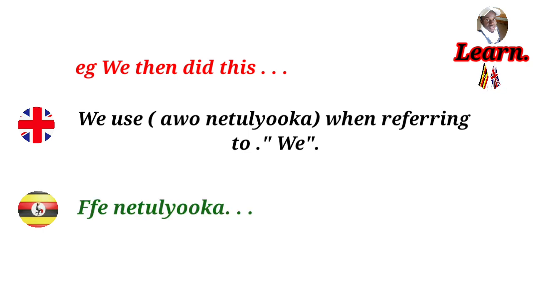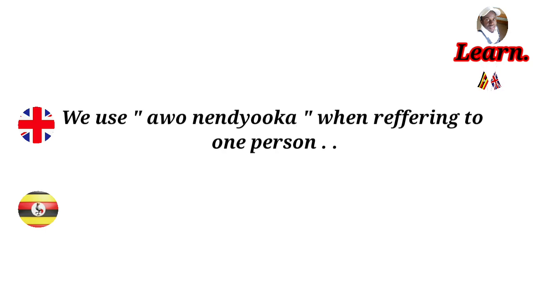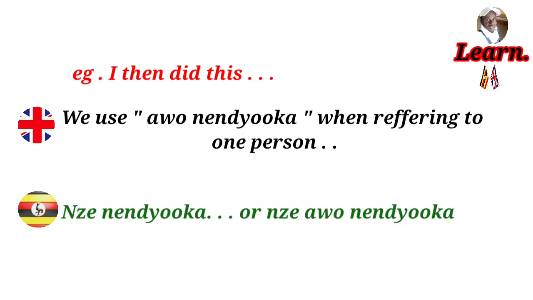So we use ffe netulyooka. We use awo nendyooka when referring to one person. For example, I then did this and this. First person singular. Nze nendyooka, dash dash.